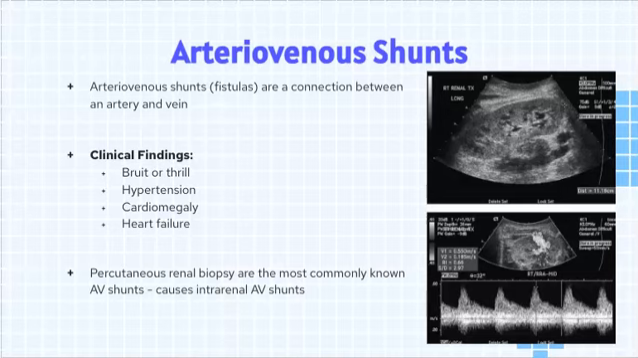AV fistulas or AV shunts are a connection between an artery and a vein. These are commonly associated with angiography punctures of the common femoral vein. They're associated usually with trauma, surgery, biopsy, inflammation, cancer, or a neoplasm, or they can even be congenital. Some clinical findings include a bruit or a thrill, hypertension, cardiomegaly, or heart failure. A percutaneous renal biopsy is the most commonly known AV shunt, and it causes intrarenal AV shunts.